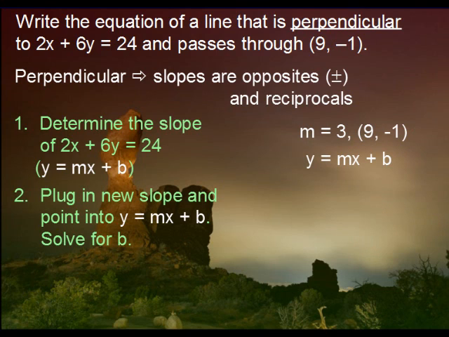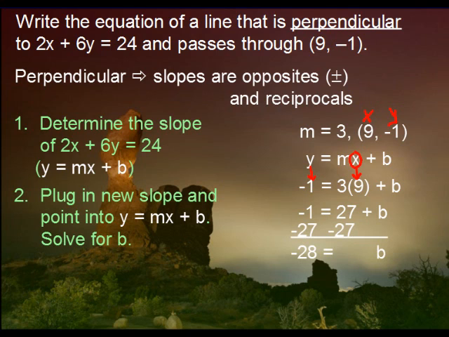m is 3, and the point is an xy point, which means that the 9 goes in for x. So right here, that's why you're seeing 9. And since this is y, that's what you're seeing here. Simplify that, and let's go ahead and isolate b. We do that by subtracting 27 from both sides. And that gives us negative 28.